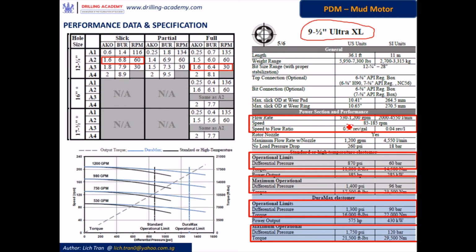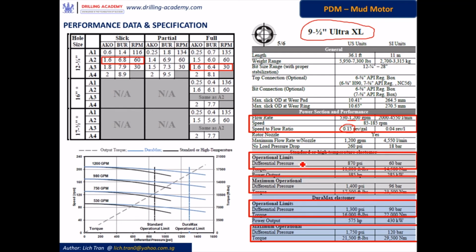And this motor has a speed-to-flow-rate ratio of 0.15 revolution per gallon. So if you want to work out how much the bit is rotating downhole, you take this 0.15 revolution per gallon times the flow rate, the GPM that you are pumping through the motor.